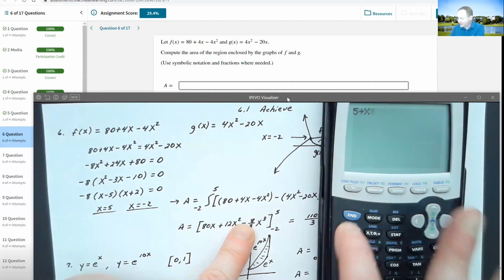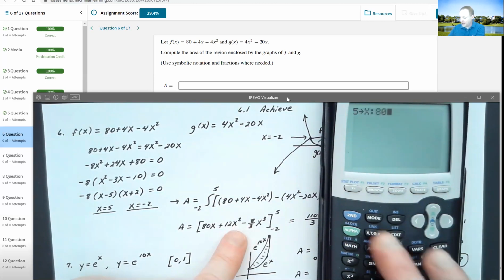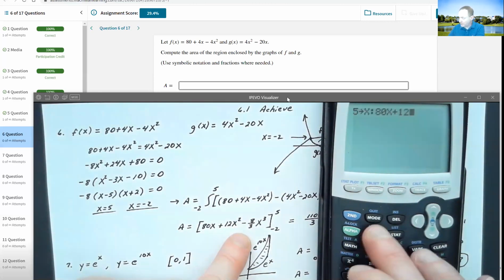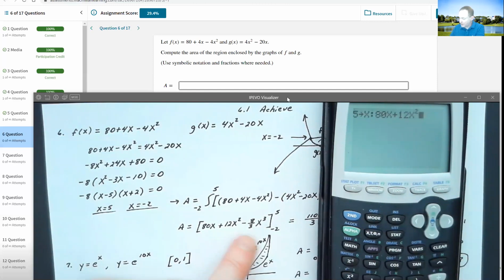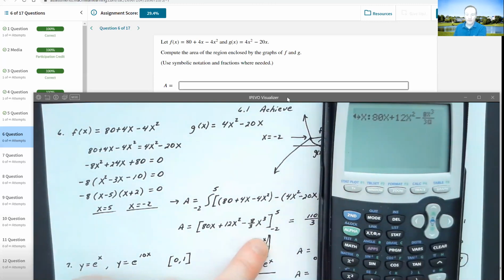5 store x, alpha decimal for the colon. Then you type in the expression, 80x plus 12x to the second. And then I'll say minus the fraction where I have 8x raised to the third, and we're dividing that by 3. So please notice 5 store into x into that gives me my upper limit.